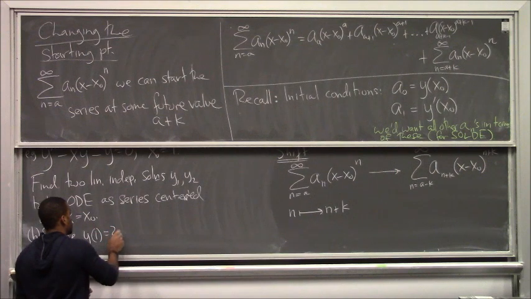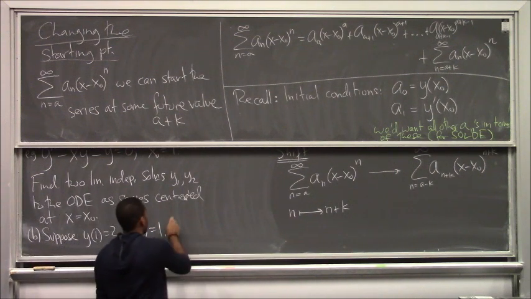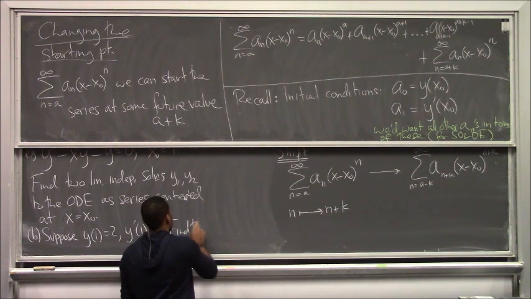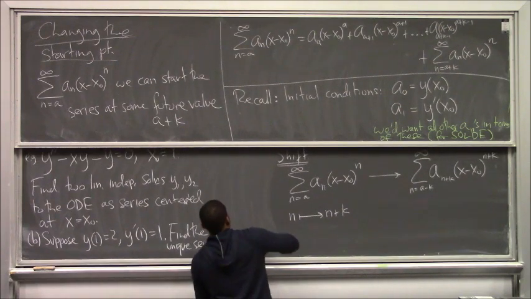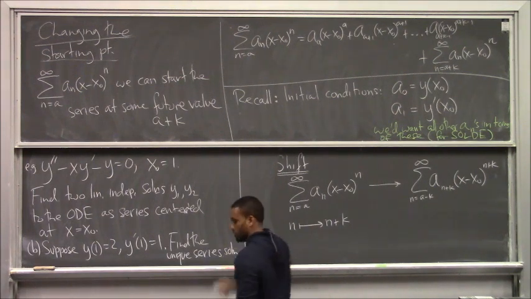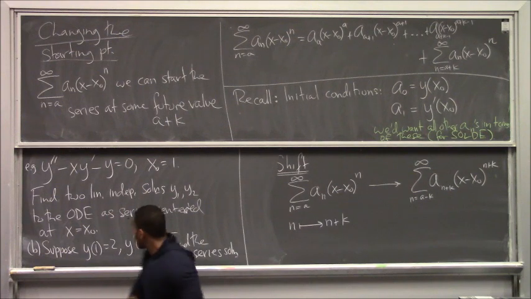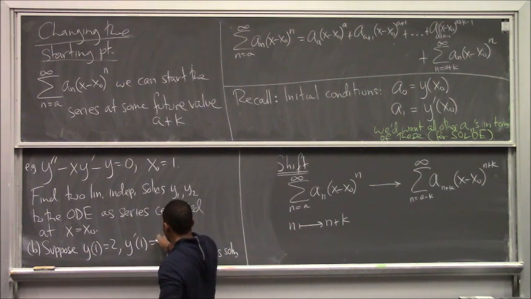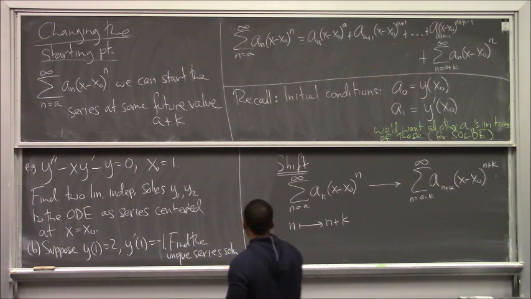Suppose y of 1 equals 2, y prime of 1 equals minus 1. Find the unique series solution. Let's just do that.